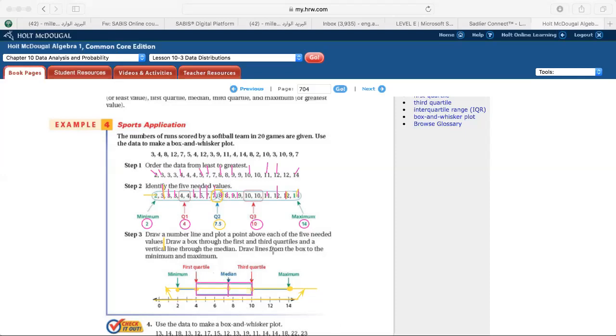Draw lines from the box to the minimum and the maximum. Here is the maximum. I'm going to draw a line to the box, and here is the minimum, and I'm going to draw a line to the box. Here comes the whisker, the box and whisker plot.